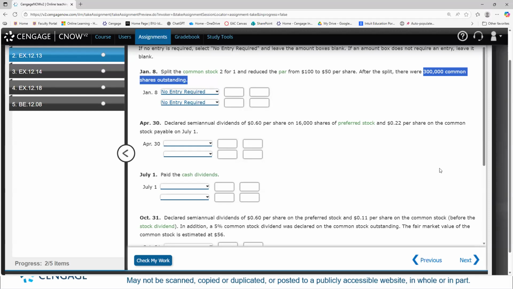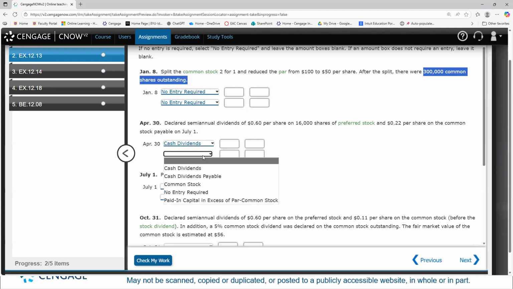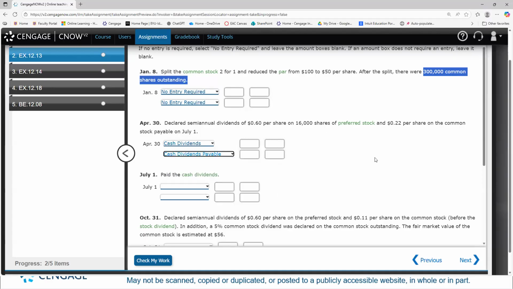So our journal entry is going to look like this. On April 30th, cash dividends. And then we're not going to pay them until July 1st. So we're going to call them cash dividends payable of 75,600. That's the other thing, is after a split, now you have more shares. So when they pay a dividend and dividends come per share, you get more dividends.